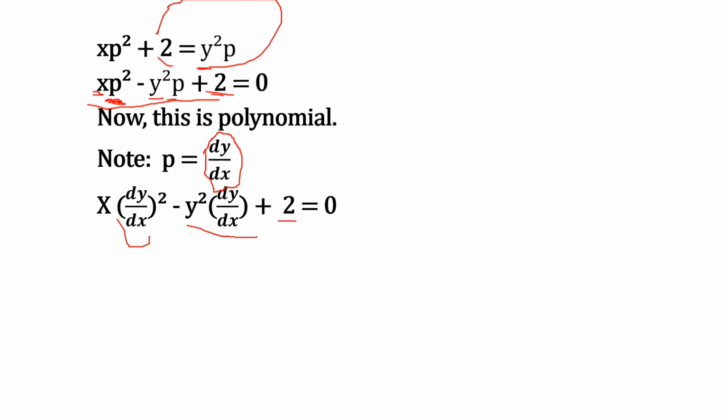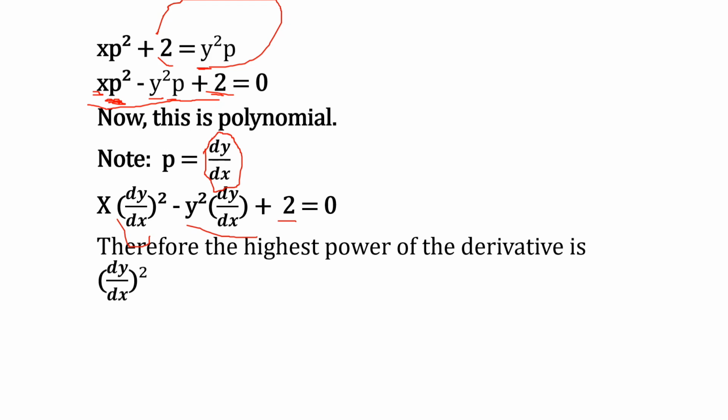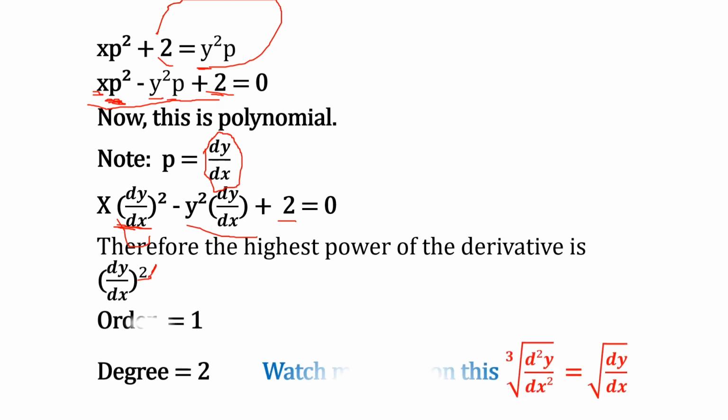To determine the order now, we say that the highest power of the derivative there, both of them have the same derivative, which is first order. So let's pick this one that has the highest power, and the power is given to be 2. The power there is the degree. Take note of that. Mind you, the order remains the same, which is first order, and the degree too remains the same.